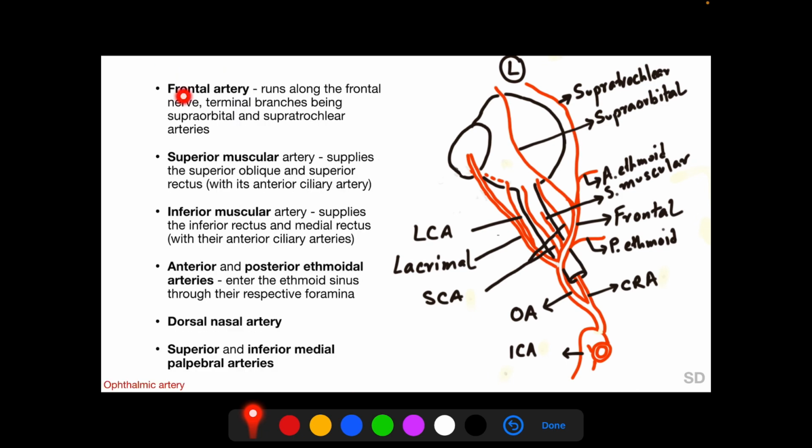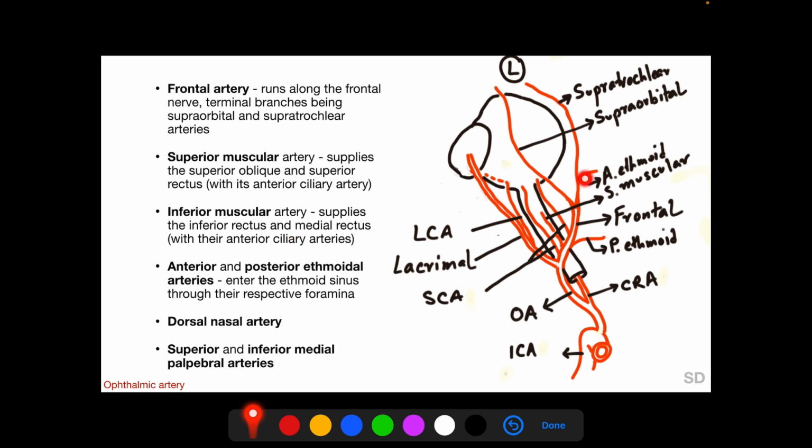The frontal branch of the ophthalmic artery runs along the frontal nerve, and the terminal branches of the frontal artery are the supraorbital and the supratrochlear. The superior muscular artery supplies the superior oblique and the superior rectus along with the anterior ciliary artery of the superior rectus. The inferior muscular artery supplies the inferior rectus and the medial rectus along with their anterior ciliary arteries.